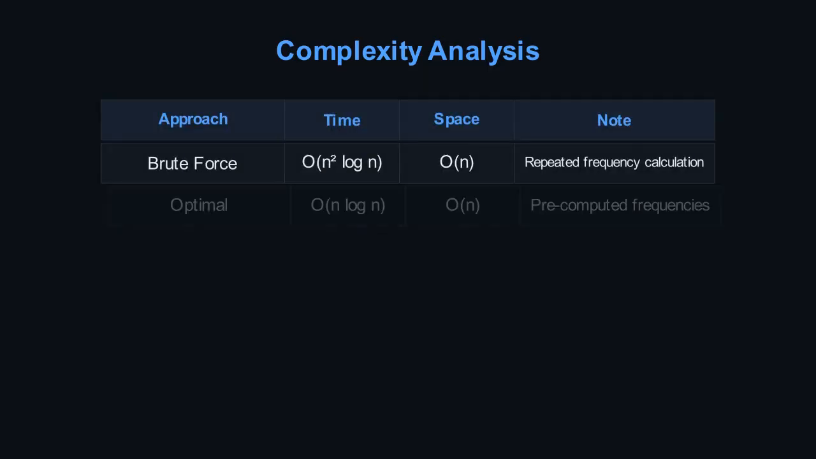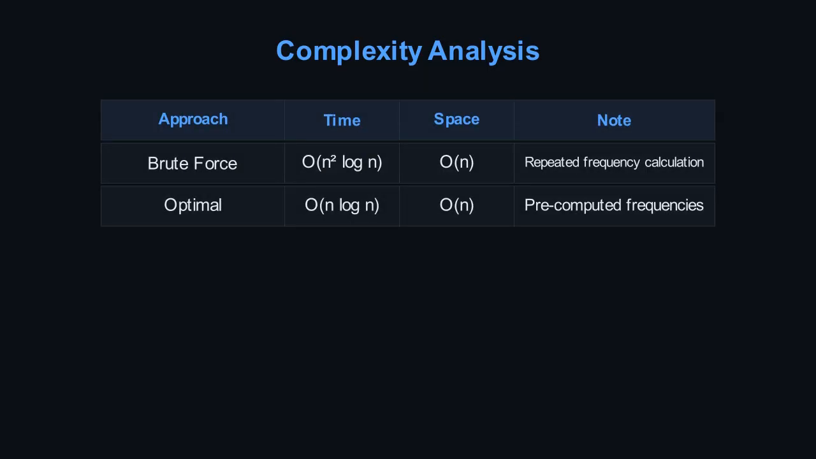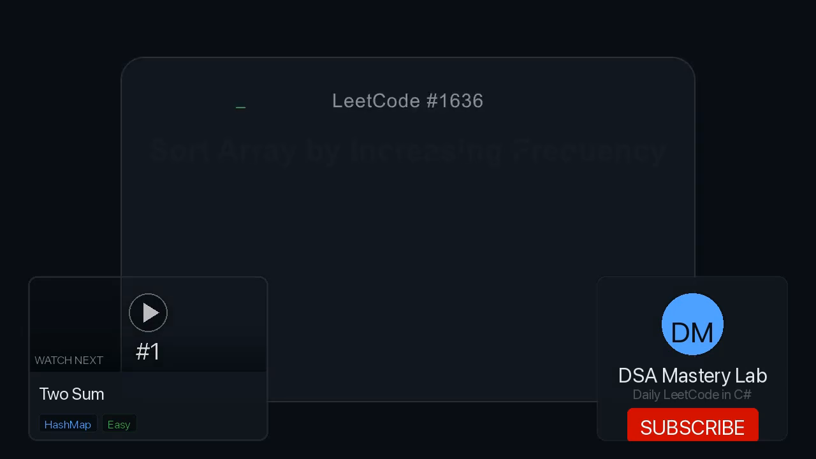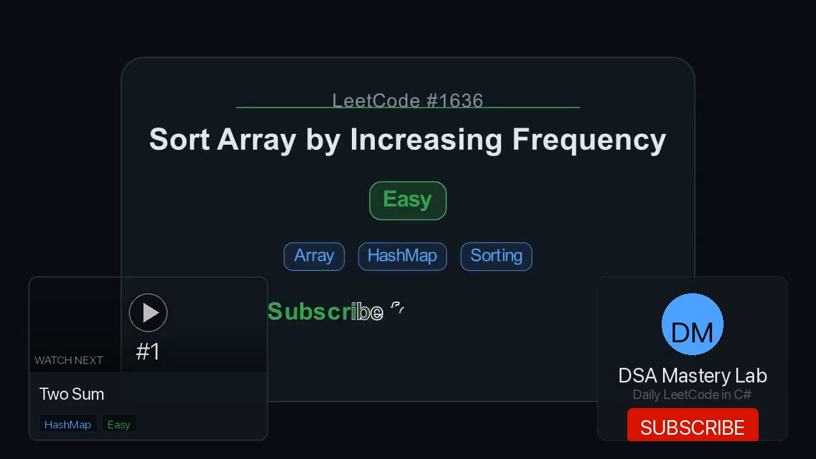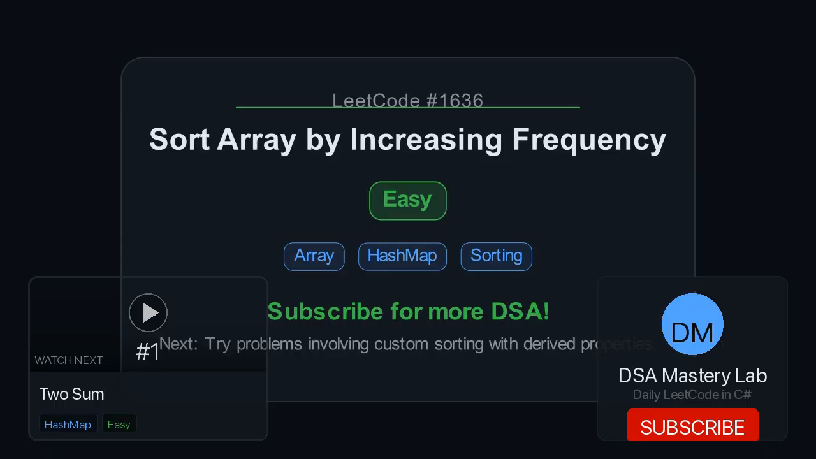Time complexity is big O of n log n, linearithmic time due to the sort operation, as map lookups are constant time on average. Space complexity is big O of n for both the frequency map and the list used for sorting. This technique of pre-calculating values for custom sorts is widely applicable. Try the next problem involving custom sorting for more practice.